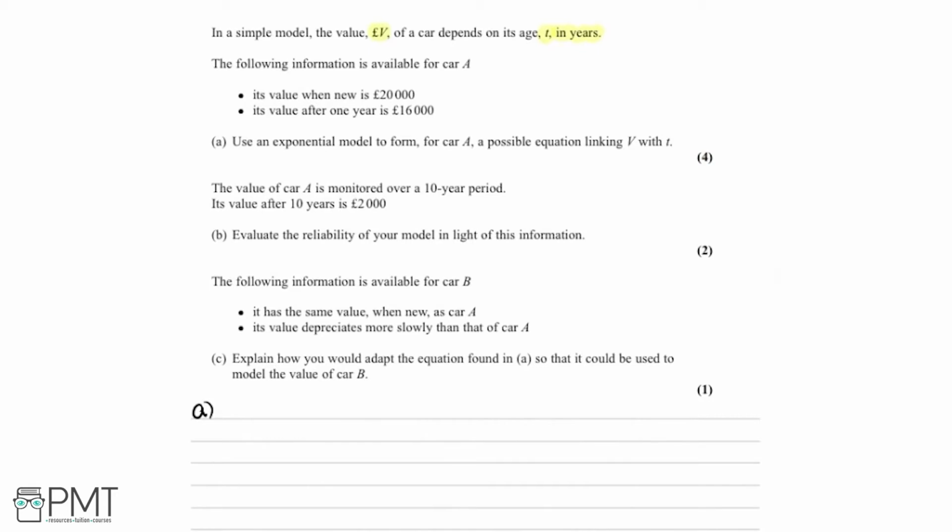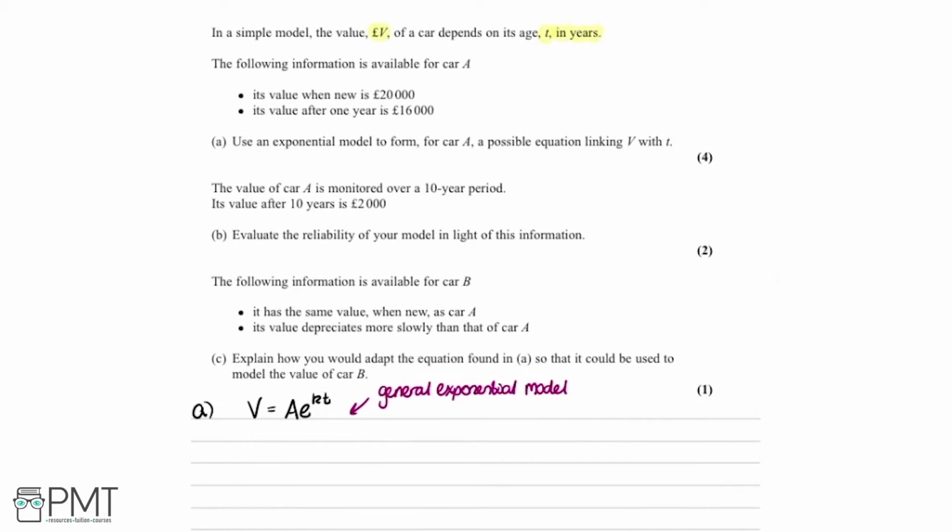Brilliant. So the first thing we're going to write down is v equals a multiplied by e to the power of k multiplied by t. So this is our general exponential model. And what we're going to do, we're going to work out what the constant a and what the constant k are using the information from these 2 bullet points up here.